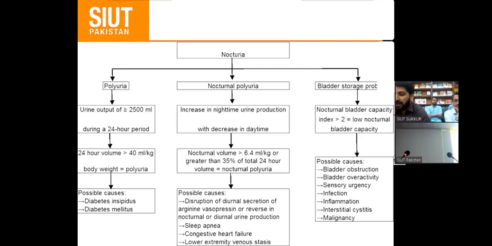In congestive heart failure, when the patient is mobile and performing daily activity, there's a decreased blood flow to the kidneys. Hence, the kidneys retain sodium and water. But at night, when the body is relaxed, the blood flow to the kidney is higher, and the kidney gets rid of sodium and water. The same mechanism is followed in lower extremity venous stasis. In bladder storage problems, the possible causes are bladder obstruction, bladder overactivity, sensory urgency, infection, inflammation, interstitial cystitis and malignancy.